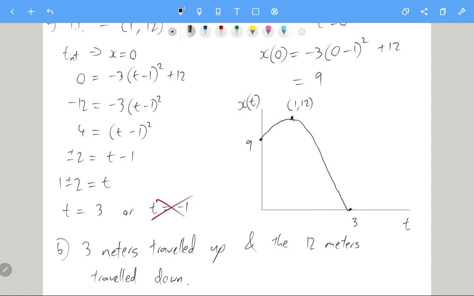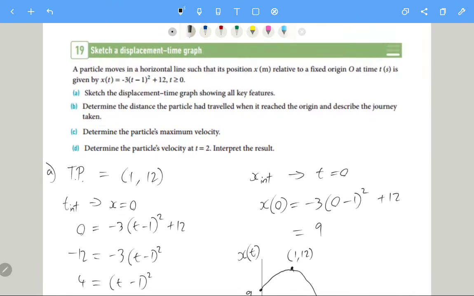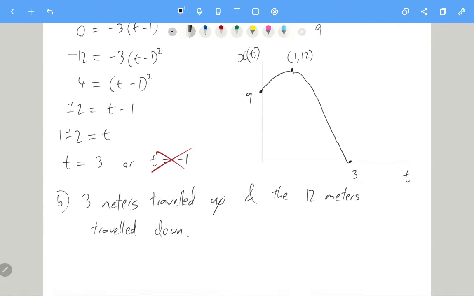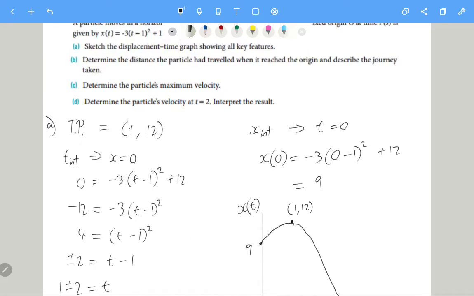In terms of the actual thing, it's actually moving horizontally. So we might think instead of up and down, we could do right and left. Alrighty. So total distance was 15. Alrighty. Determine the particle's maximum velocity.